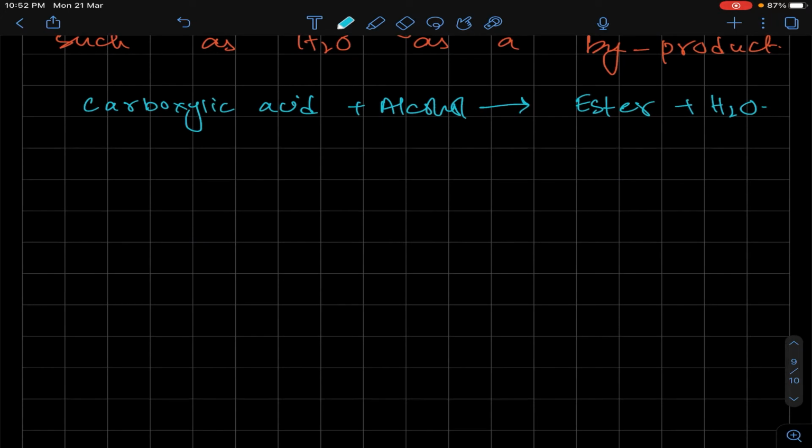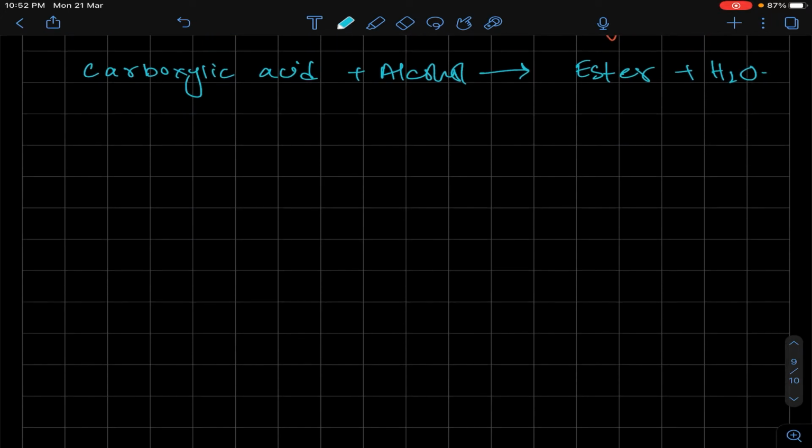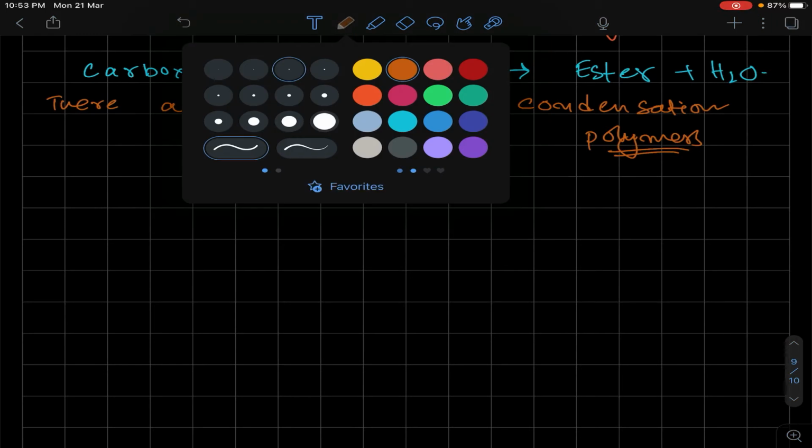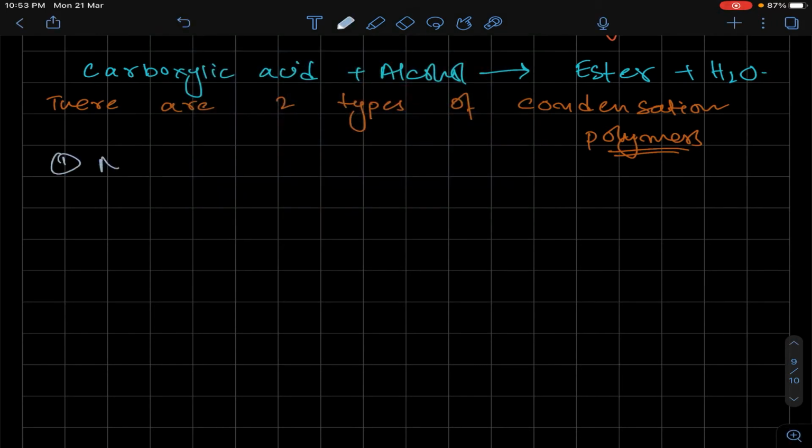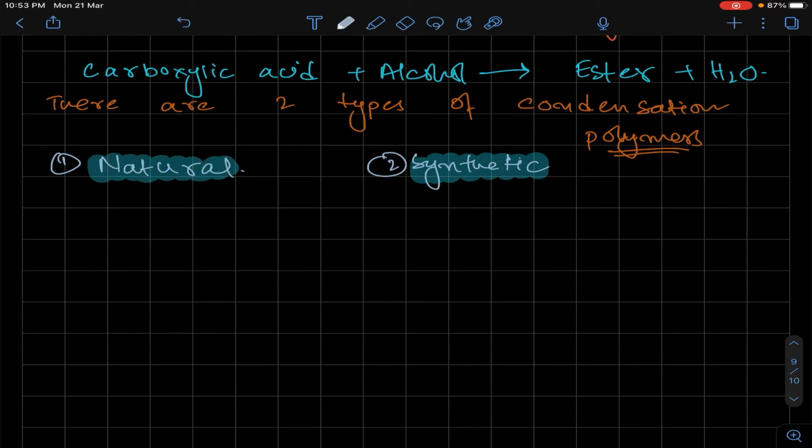And the polymers which are formed through condensation polymerization, we can further classify them into two types. There are two types of condensation polymers. Number one is natural condensation polymers, those polymers which we get naturally. And number two are synthetic condensation polymers, which are man-made, right, which we made in the industry.